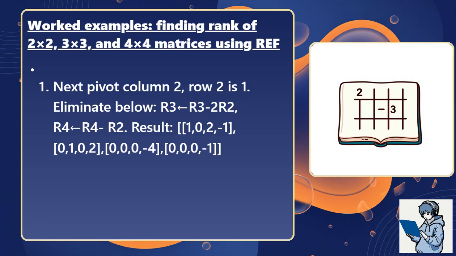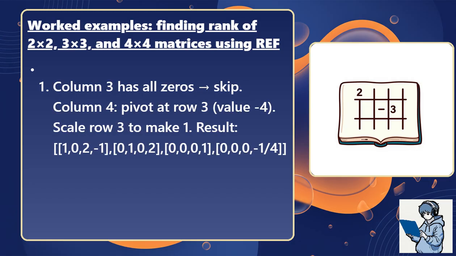Step 2, next pivot in column 2 at row 2 equals 1. Eliminate entries below. Row 3 becomes row 3 minus 2 times row 2, row 4 becomes row 4 minus row 2. The matrix becomes first row 1, 0, 2, negative 1, second row 0, 1, 0, 2, third row 0, 0, 0, negative 4, fourth row 0, 0, 0, negative 1. Step 3, column 3 has all zeros, so skip. In column 4, pivot at row 3 with value negative 4.